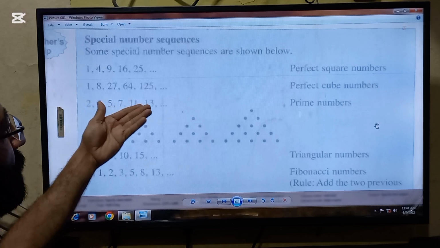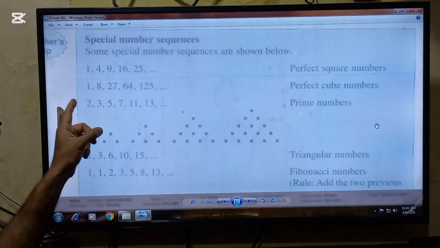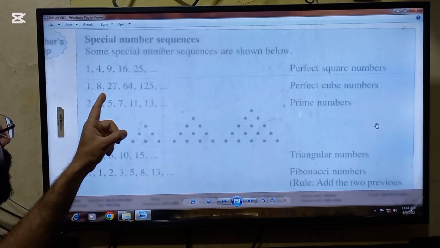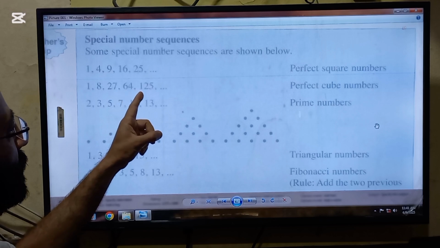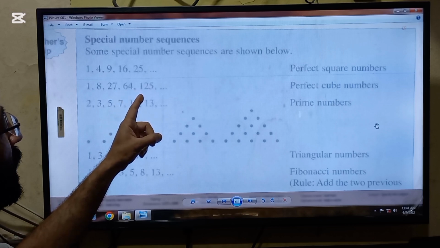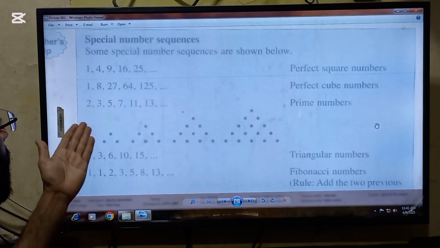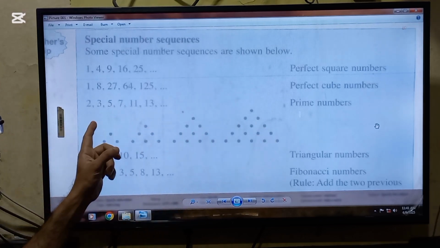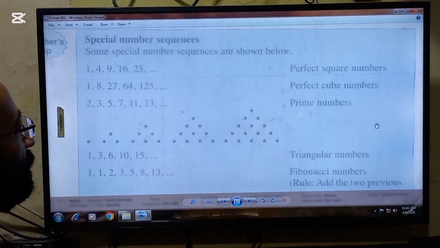In this number sequence, these are actually perfect cube numbers, because 1 is the cube of 1, 8 is the cube of 2, 27 is the cube of 3, 64 is the cube of 4, 125 is the cube of 5, and so on. So this rule will be followed. In this number sequence, you can see these are actually prime numbers: 2, 3, 5, 7, 11, 13. So this pattern will be followed.